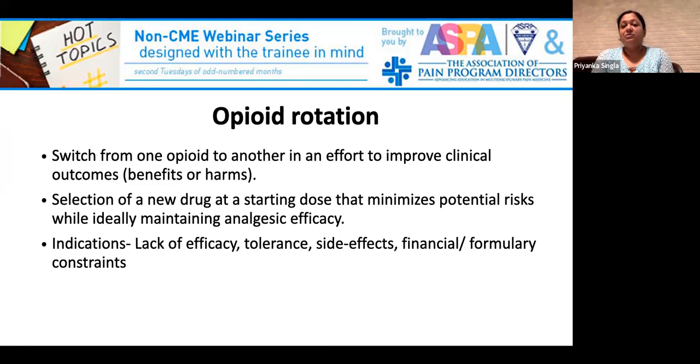Opioid rotation. We use this tool very effectively to switch from one opioid to another in an effort to improve clinical outcomes, to have the ratio of benefit versus harm be more favorable to benefits. The dose of the new drug should be selected at a starting dose that minimizes the potential side effects while maintaining the analgesic efficacy. The indications for opioid rotation are lack of efficacy, the patient develops tolerance, side effects are such that the patient cannot tolerate therapy, or sometimes the insurance doesn't cover a particular form of the drug. So those would be the indications where we would consider opioid rotation.